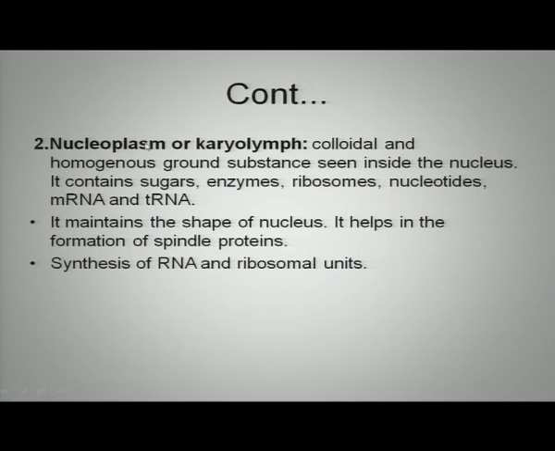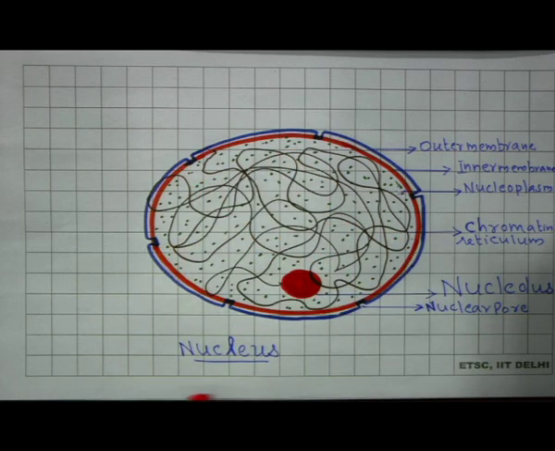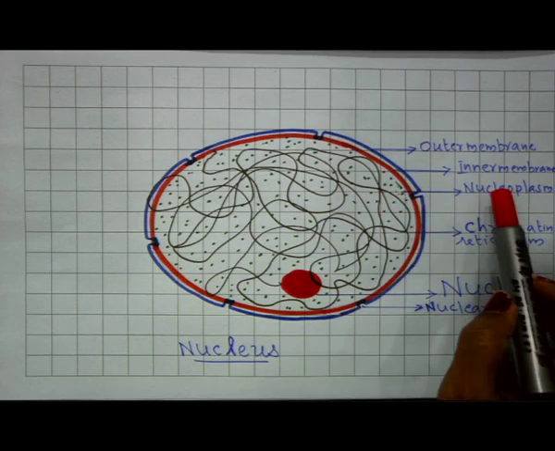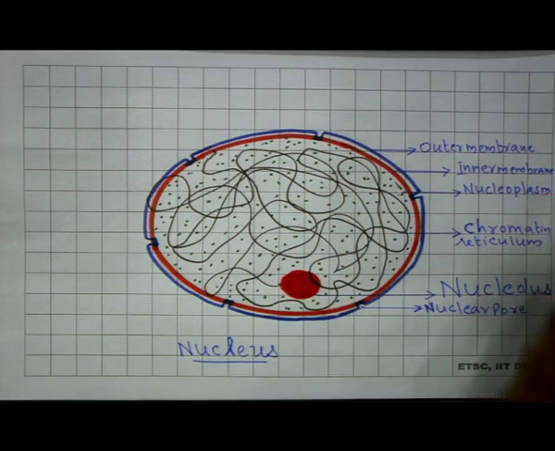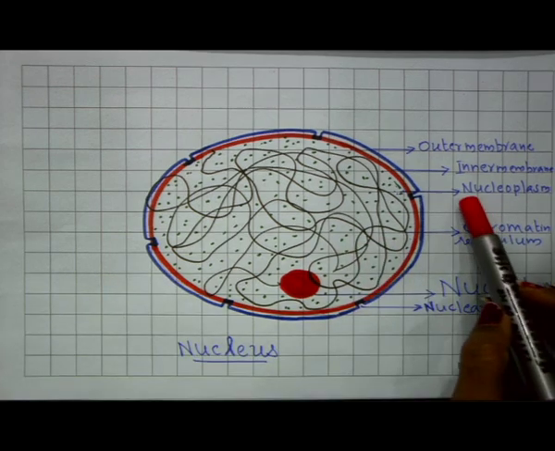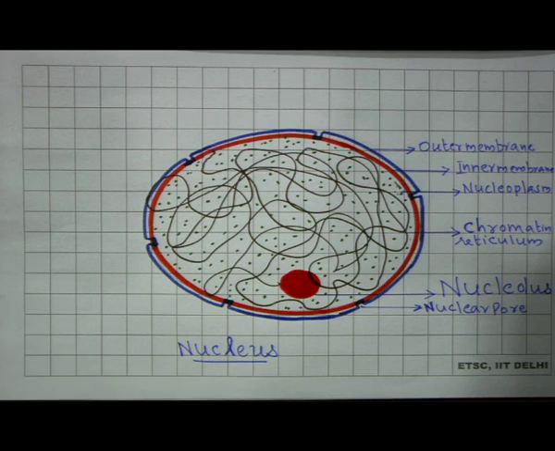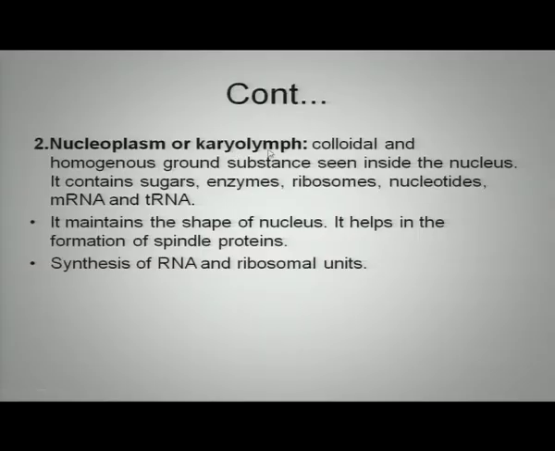The second component, that is nucleoplasm. Here in this diagram also you can see the dotted portion. See, these dots indicate the fluid matrix seen inside the nucleus, which is known as nucleoplasm or karyolymph. Lymph means fluid, karyon means nucleus. So, we can say it as karyolymph, the fluid content present inside the nucleus. It is colloidal in nature and it is a homogeneous ground substance.